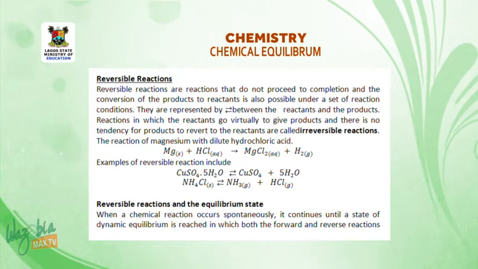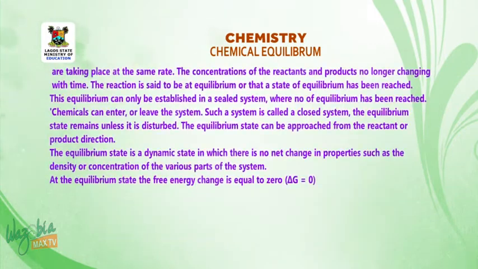Reversible reactions and the equilibrium states. When a chemical reaction occurs spontaneously, it continues until a state of dynamic equilibrium is reached, in which both the forward and reverse reactions are taking place at the same time. The concentrations of the reactants and products are no longer changing with time. The reaction is said to be at equilibrium, or that a state of equilibrium has been reached.